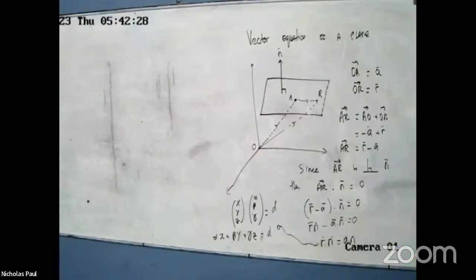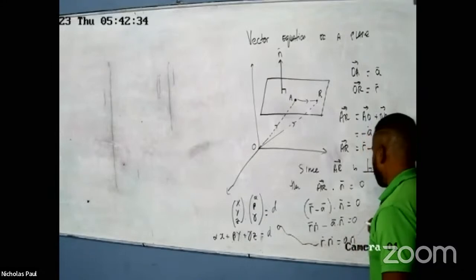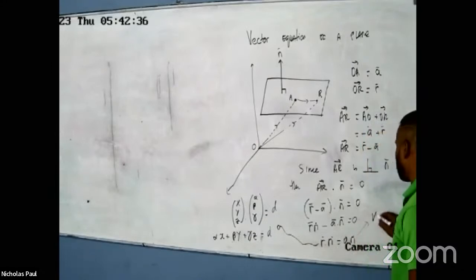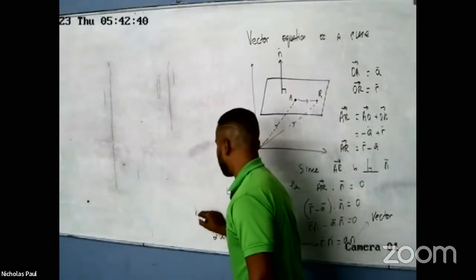All right, that's 5 9. Okay, so this here is your vector equation of the plane. This version here is the vector. I'll show you how to get it. This version here is the Cartesian.